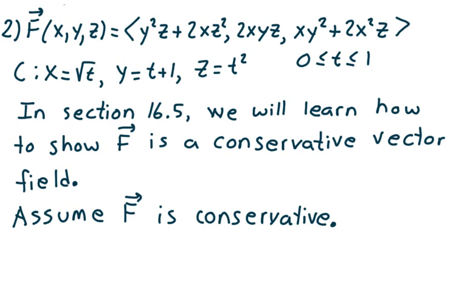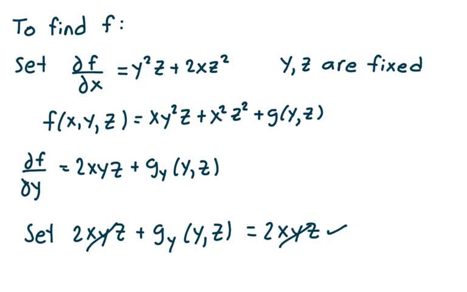Now, before we end this video, I want to go back to finding these potential functions. Okay, so remember back here, we assume f is a conservative vector field. We have to assume that for sake of argument. Now, to find my potential function, I'm setting the partial of f with respect to x equal to the first component of that vector field. And that first component is y squared z plus 2xz squared. And from here, I'm trying to find f of xyz. But remember, y and z are fixed.